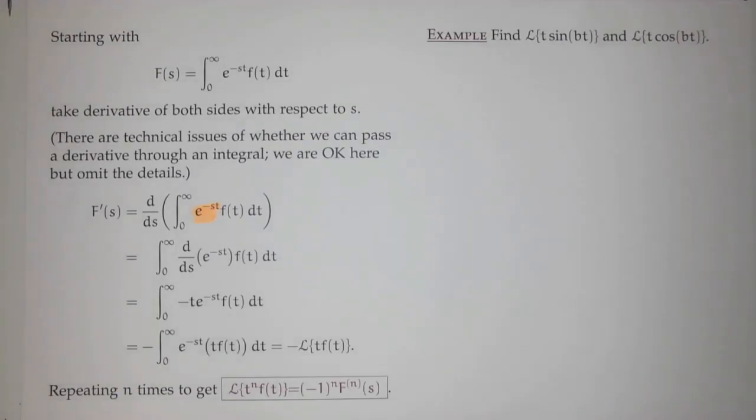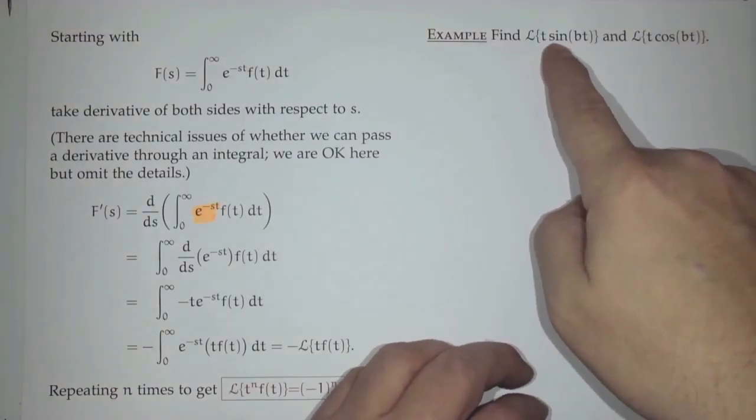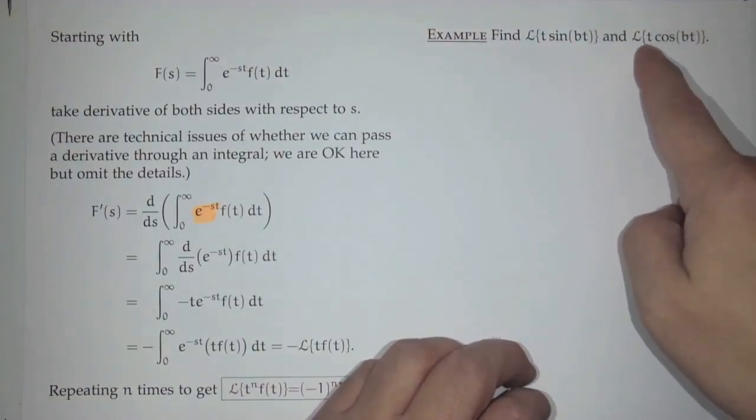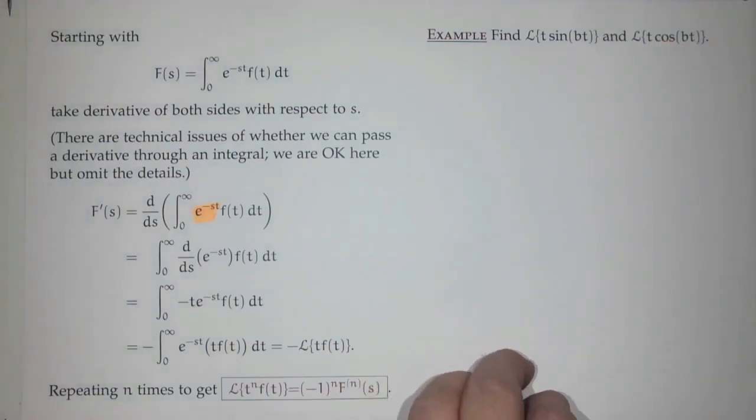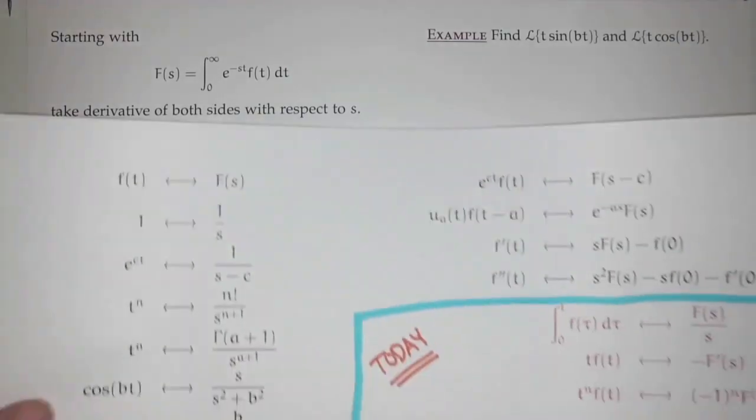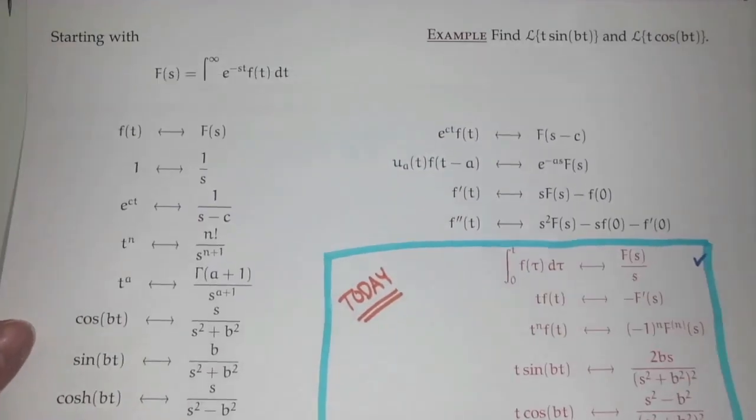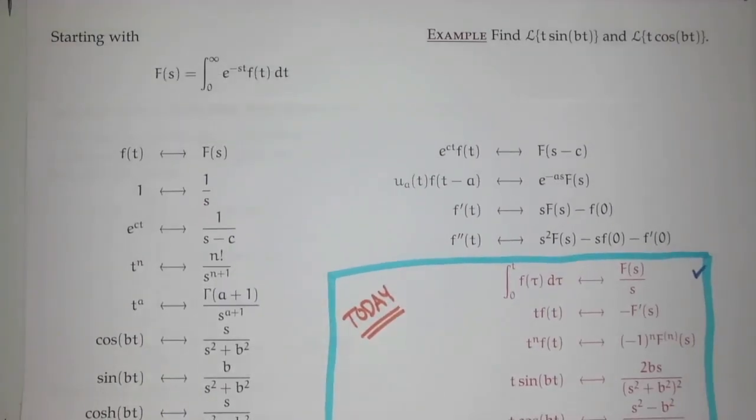Okay, so let's try an example. Find the Laplace transform of t sine of bt and the Laplace transform of t cosine bt. Now we haven't done these yet. We didn't have the good tools. So now we have good tools, so let's do it. So let's start by writing down what we know. In terms of this problem, what do we know which is going to be useful?